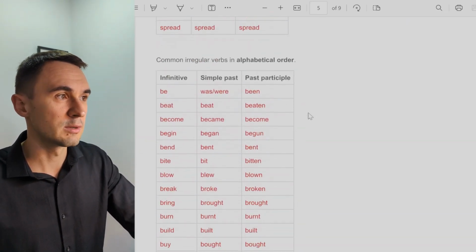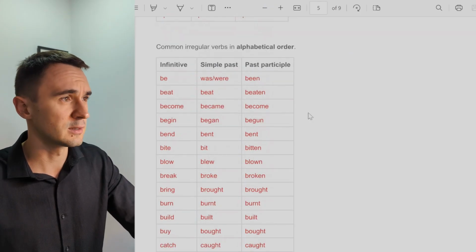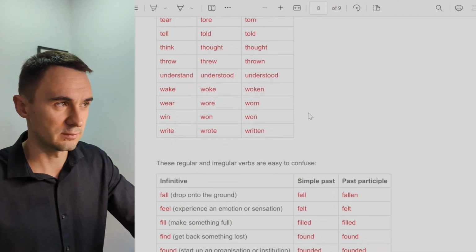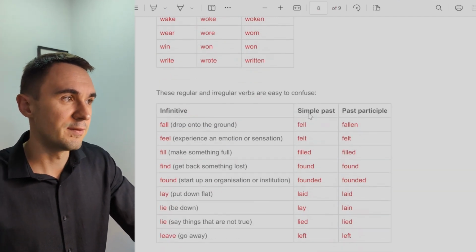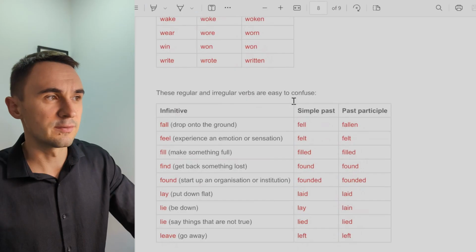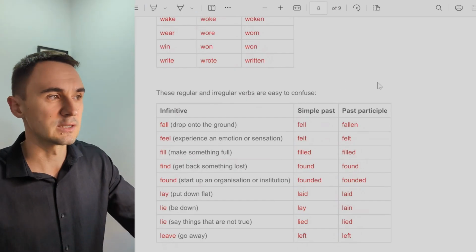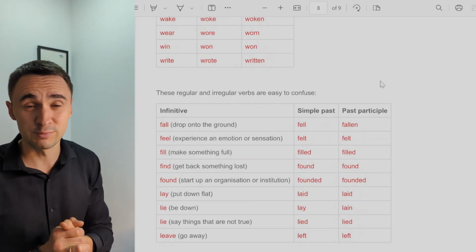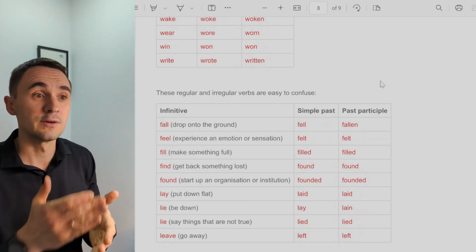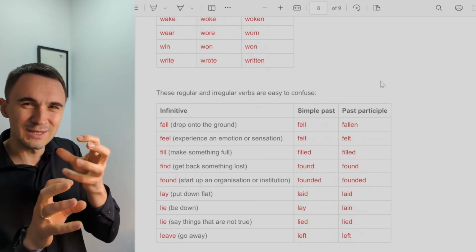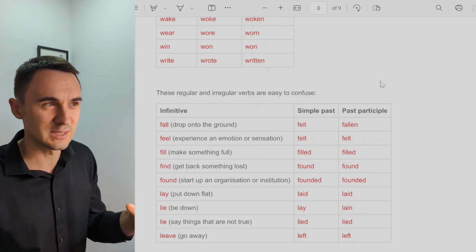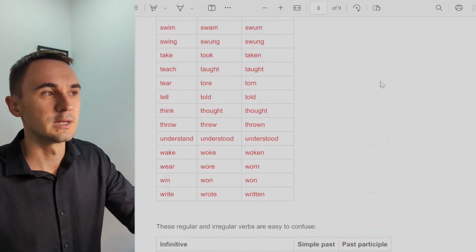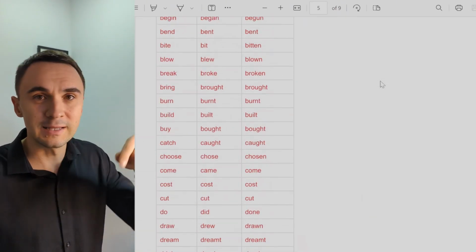And then we have common irregular verbs in alphabetical order, most of the common ones, yeah? And then some verbs that we often confuse. For example, I know for sure that many of my students confuse the verbs feel, felt, felt, and fall, fell, fallen, because they sound similar, they look similar, yeah? So that's why we confuse them. You can find them here as well. So get this PDF in the link below.